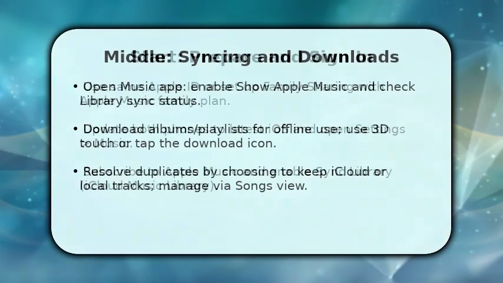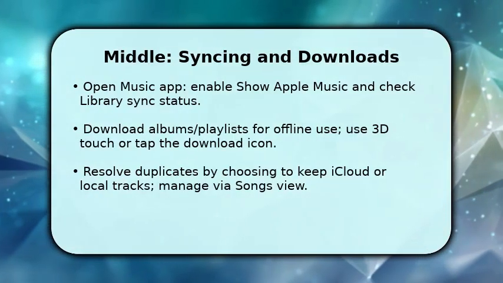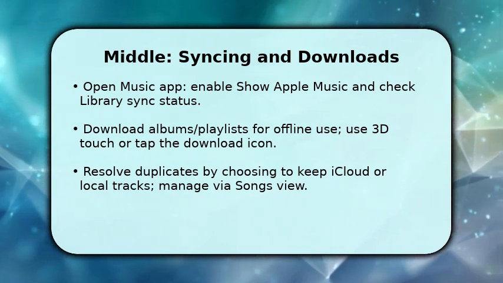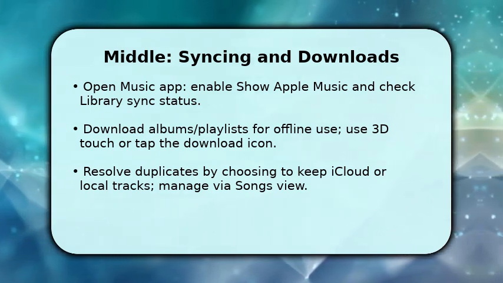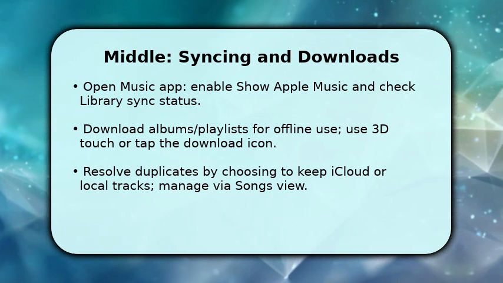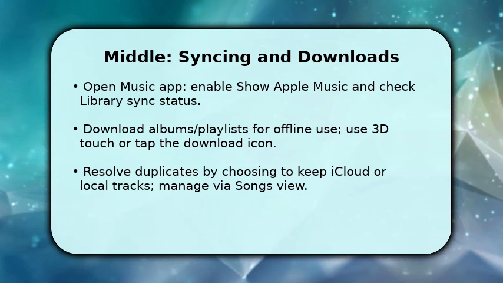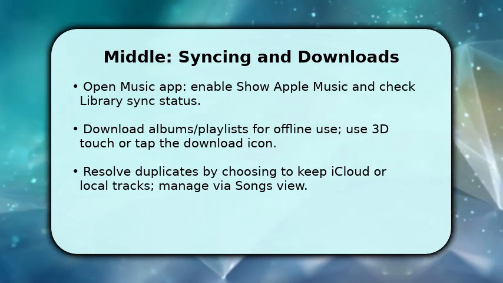You'll now manage how content moves between phones. Open the Music app on both devices and confirm Show Apple Music is on, then verify each track's sync status in Library. For reliable offline playback, tap the download icon on albums or playlists. Downloads happen per device, so choose what you want locally.